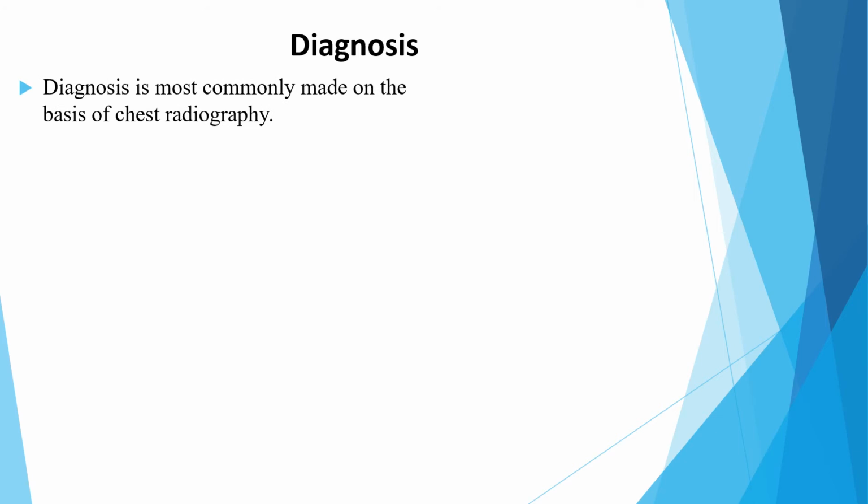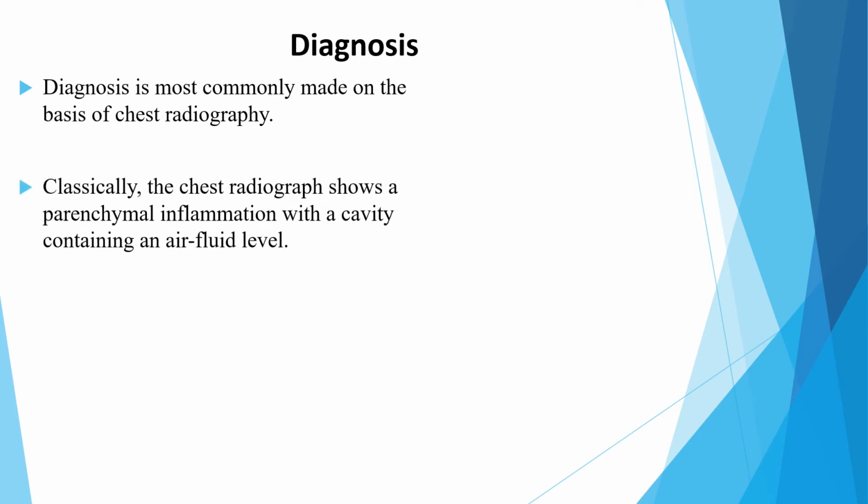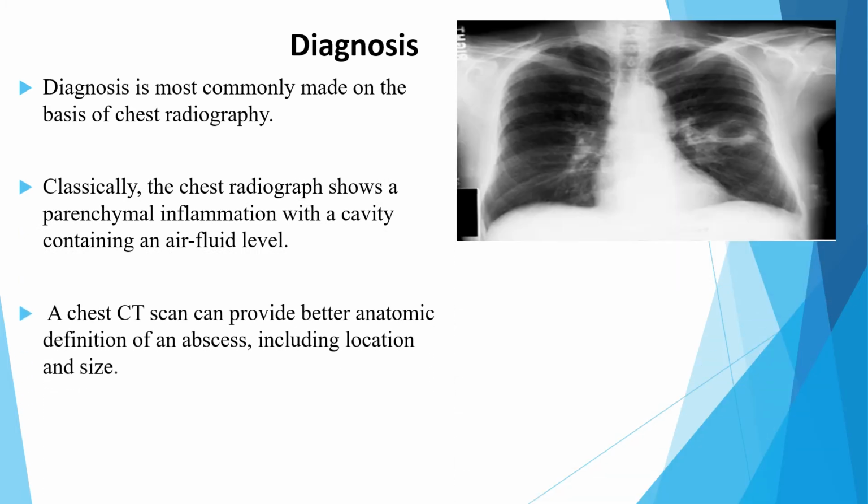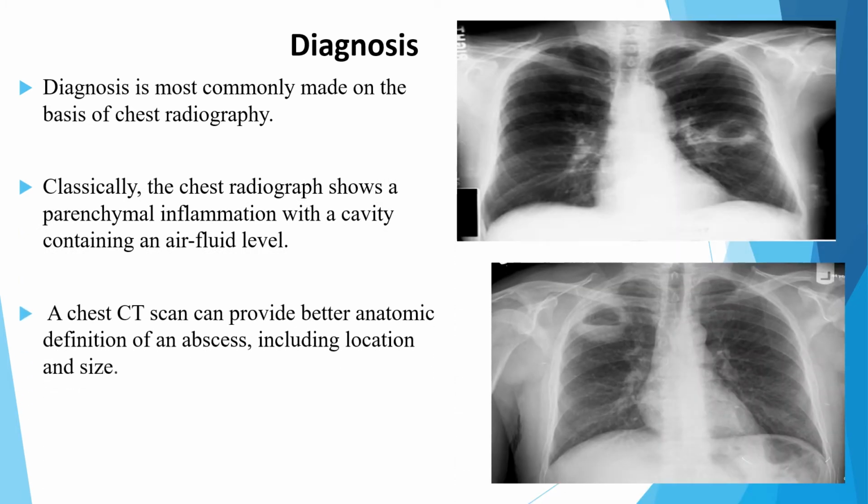Regarding diagnosis, it is most commonly made on the basis of chest radiography, and classically the chest radiograph shows a parenchymal inflammation with a cavity containing an air fluid level. A chest CT scan can provide better anatomic definition of abscess, including location and size. But most of the time, the chest X-ray is enough for diagnosing lung abscess. So as you see on the image, on the first one, there is a parenchymal inflammation with a cavity containing air fluid level in the left lower lobe. And on the second image, there is also a cavity containing air fluid level in the right upper lobe.